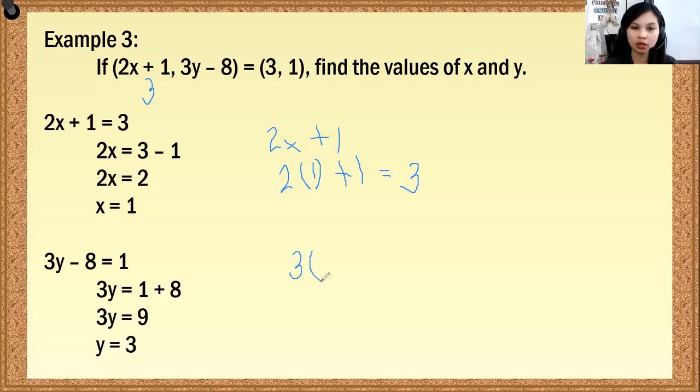Hindi ka naka-pen sa equation. Ano yung y natin? It is 3 po. Okay? Ayan siya. Minus 8. Okay? So, dito kasi kayo sa equation titingin. Ayan. So, 3 times 3 is 9. Minus 8 is 1 po. Okay? Ayan po siya. 'Di ba?